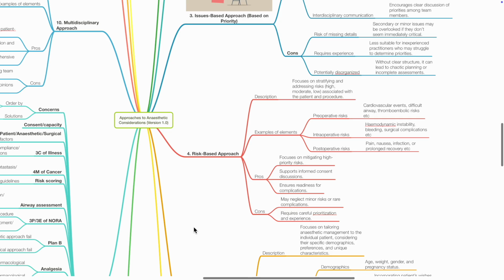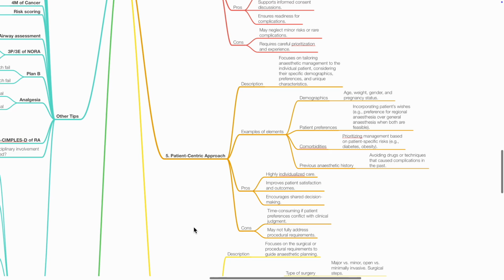The next approach is the risk-based approach. It focuses on stratifying and addressing risks, high, moderate, or low, associated with the patient and procedure. Elements include preoperative, intraoperative, and post-op risk. Pros: there is a focus on mitigating high priority risks. It supports informed consent discussions. It ensures readiness for complications. Cons: this approach may neglect minor risks or rare complications and requires careful prioritization and experience.